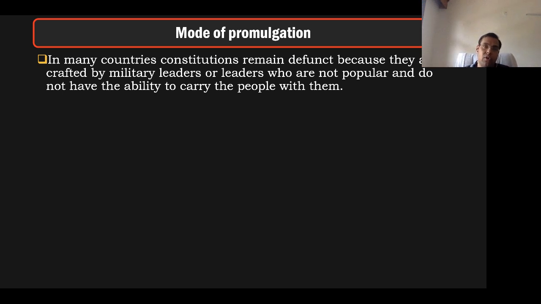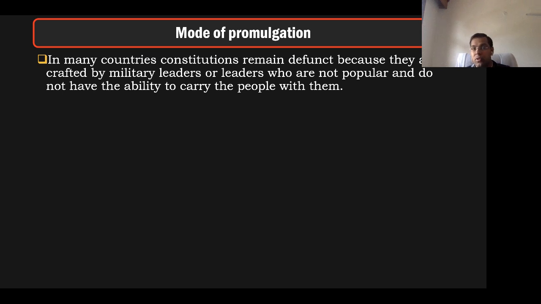Because if one person, or let's say a certain section of people, don't agree to it, then how have you made a constitution? It's not the way a constitution would come into force. It has to come into force in a particular fashion. So if they are not popular and do not have the ability to carry the people with them, the constitution is not effective.